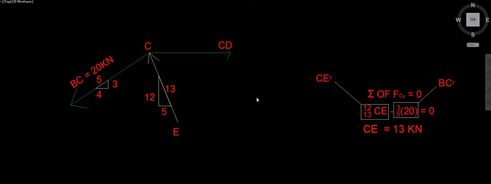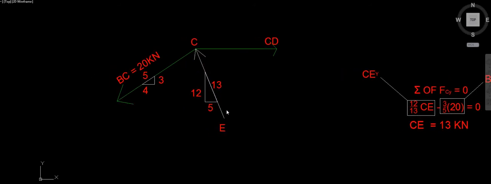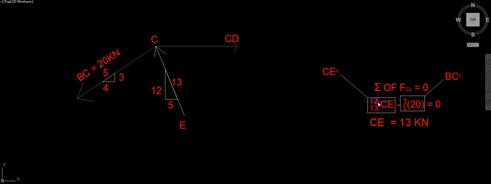Now we'll be looking at the force components in the y direction to figure out what the force in CE is. Remember, CE is like a stick holding the cable up, so it will be a compression force. Using methods of similar triangles, we can see that 12 divided by 13 times CE is actually equal to the y component of the force inside of member CE. As you can see, I've shown it over here. 12 divided by 13 times CE is equal to CE in the y direction.